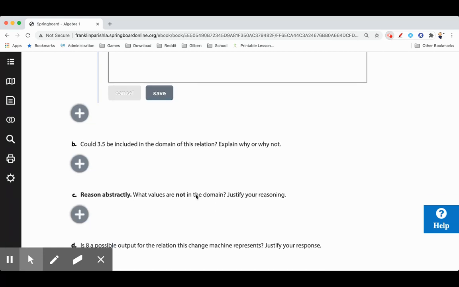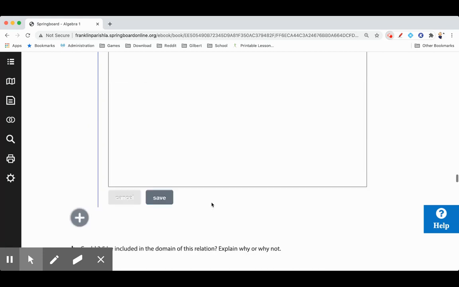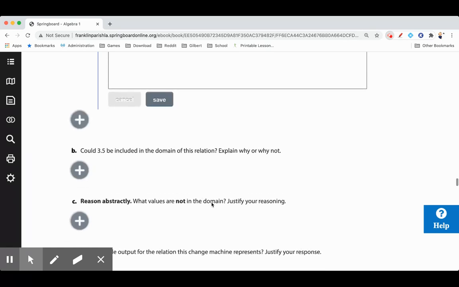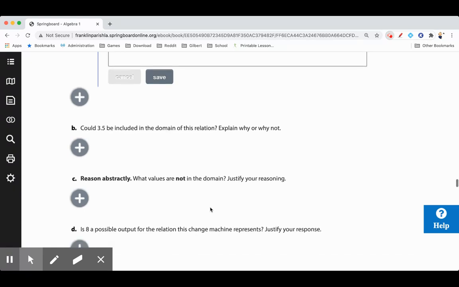In part C, what values are not in the domain and justify your reasoning? Well, as we just said, we can only put whole dollars in. So I can put no dollars in, 0. I can put $1, $2, 3, 4, and 5. So anything that's not any of those numbers are the values that are not in the domain. So 1.2, that's not in the domain. It has to be either 0, 1, 2, 3, 4, or 5. That's how many dollar bills you can put in. Anything else is not in the domain.